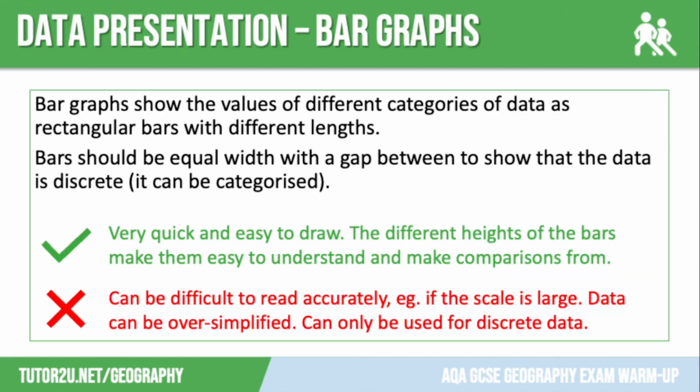Bar graphs show the value of different categories of data as rectangular bars with different lengths. These bars should be equal width with a gap in between to show that the data is discrete and it can be categorised and not continuous. They are very quick and easy to draw. The different heights of the bars make them really easy to understand and make comparisons from. However, they can be difficult to read accurately if the scale is large, the data can be oversimplified, and they can only be used for discrete data, and quite often we see them being used inappropriately.